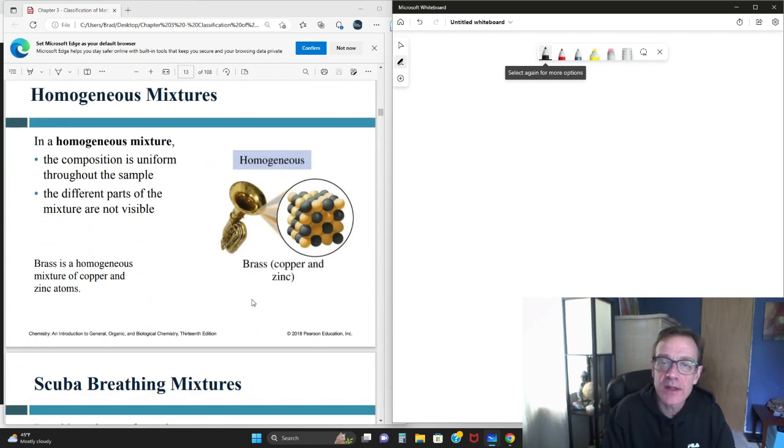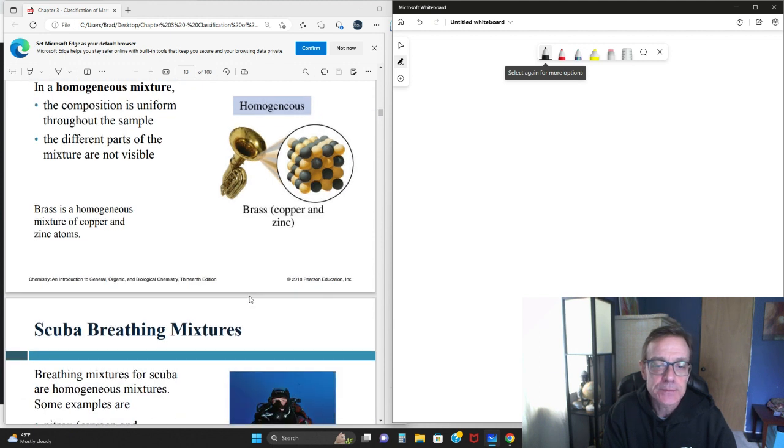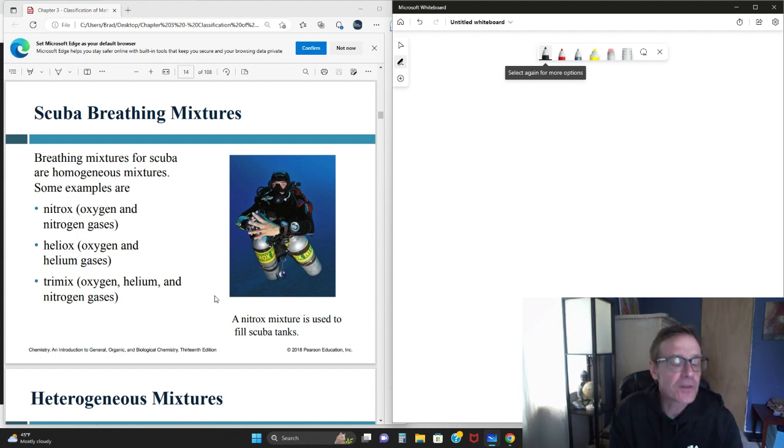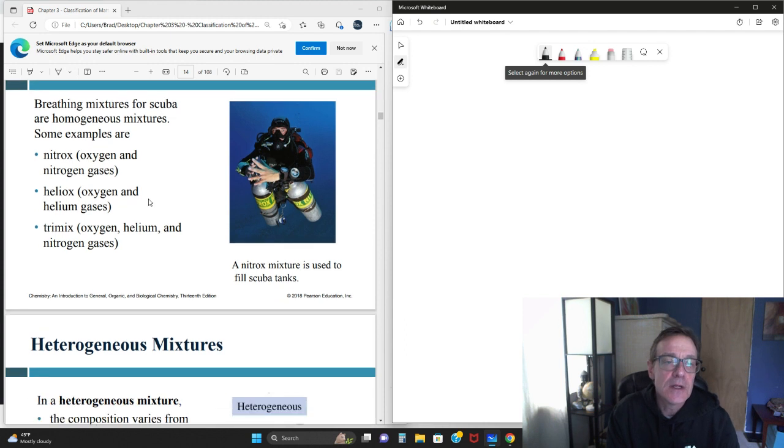Brass, like we already mentioned, is a homogeneous mixture of zinc and copper all mixed together. I usually have some people who are into scuba diving, so you will probably recognize some of this: the different mixtures of gases that scuba divers use based on the depth they're going to. We'll come back to scuba diving when we do gases, I think right after the test. Nitrox is just a mixture of nitrogen and oxygen. Heliox is a mixture of helium and oxygen. I always find it interesting that we're perfectly happy breathing helium and oxygen. Trimix is when you put all three together, oxygen, helium, and nitrogen, in various mixtures based on the type of scuba diving you are doing.